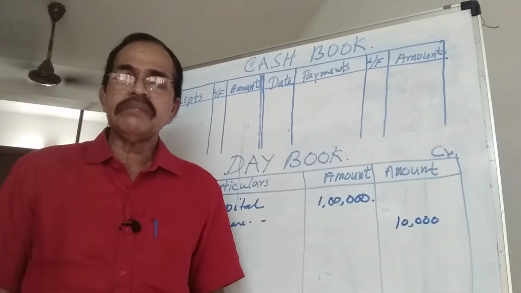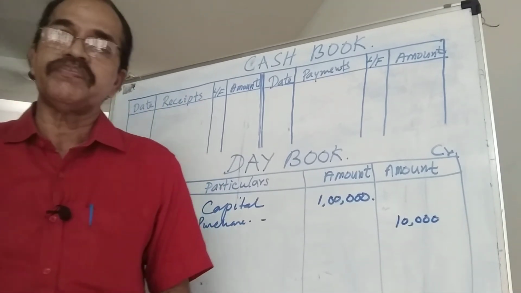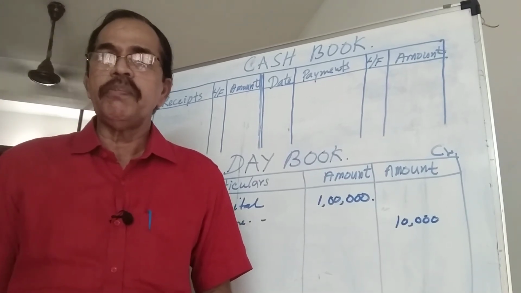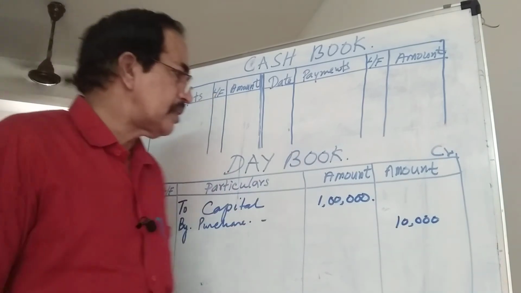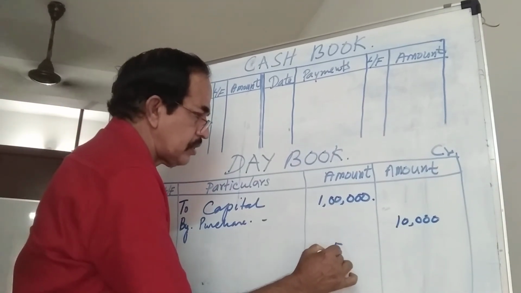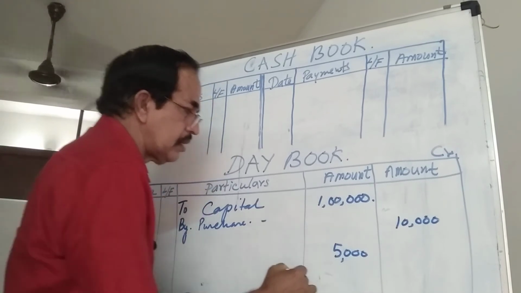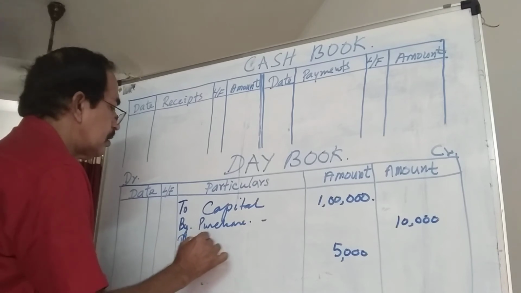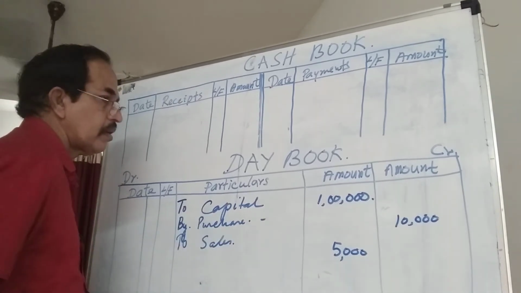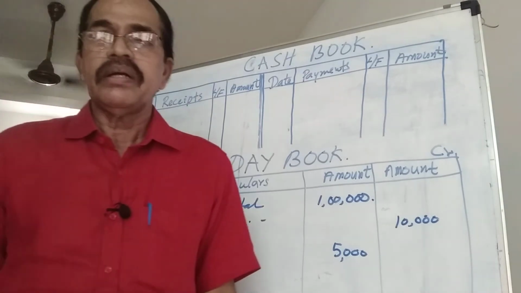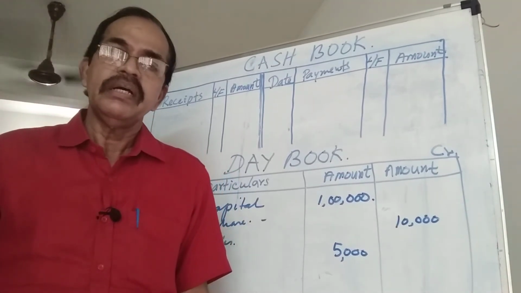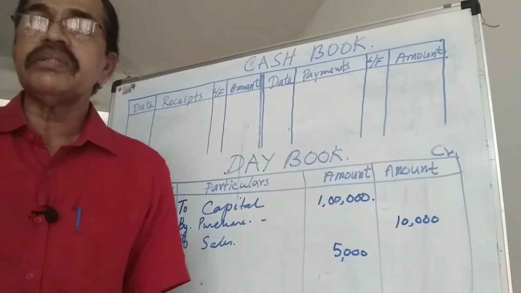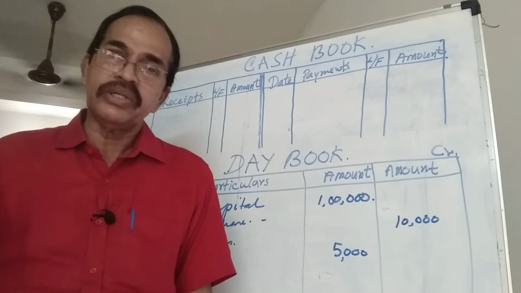Similarly, this businessman sold the goods for rupees 5,000. So money is coming into the business. 5,000 rupee has come into the business. So that 5,000 rupee will be written in the first column. The money has come as a result of sales. So I shall write here to sales. Thus, every transaction can be written in the day book by looking into it as to whether cash has come into the business or cash has gone out of the business.